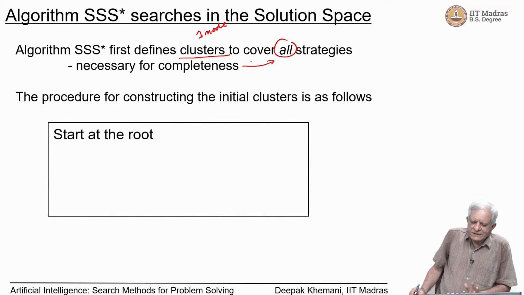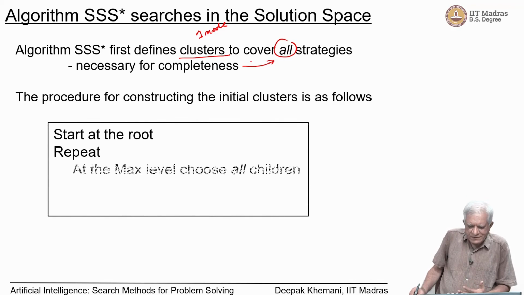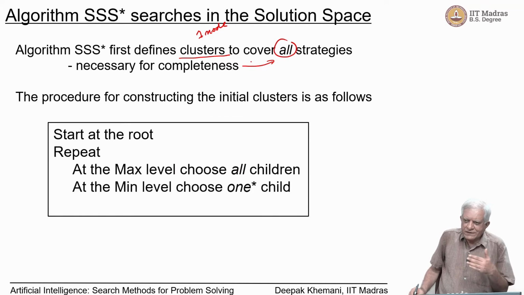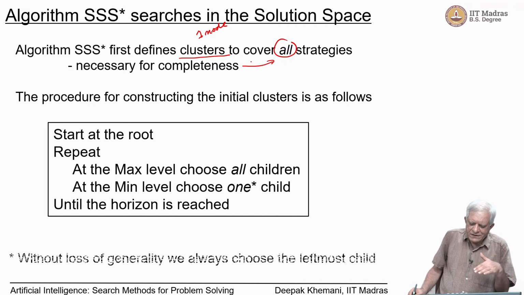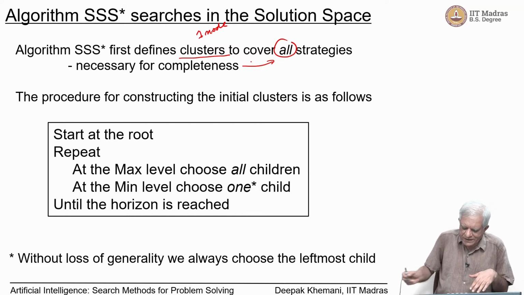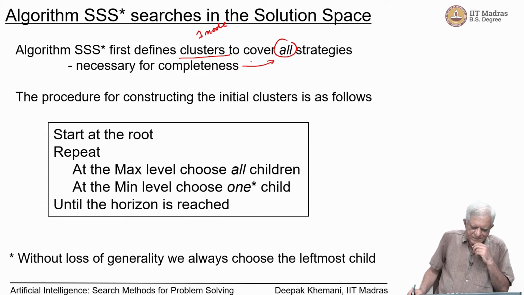So, the procedure for constructing the initial clusters, which is what SSS* starts with, is as follows. You start at the root node and you repeat the following. At the max level, choose all children, and at the min level, choose one child essentially. And in our illustrations, without any loss of generality, we will always choose the leftmost child. That is what we have been doing, for example, even in depth first search and such things, until the horizon is reached.